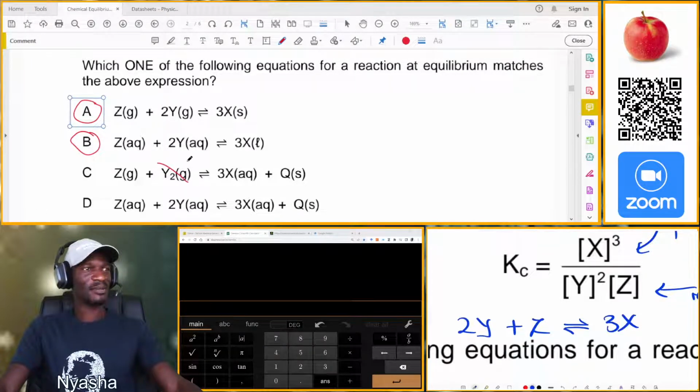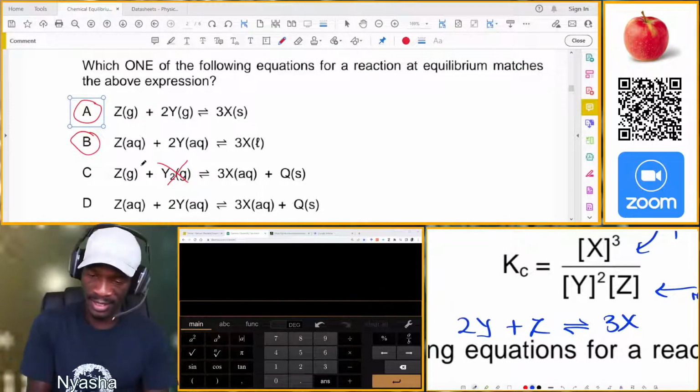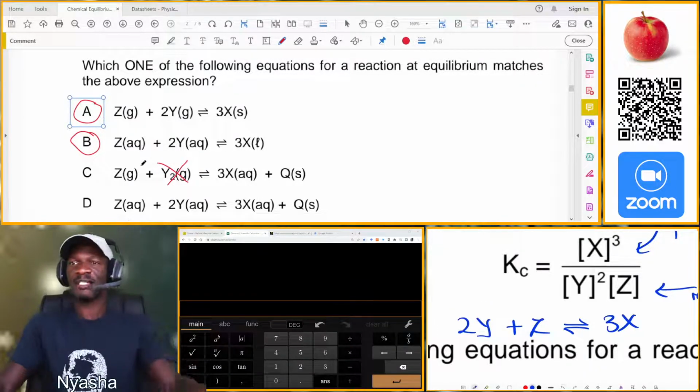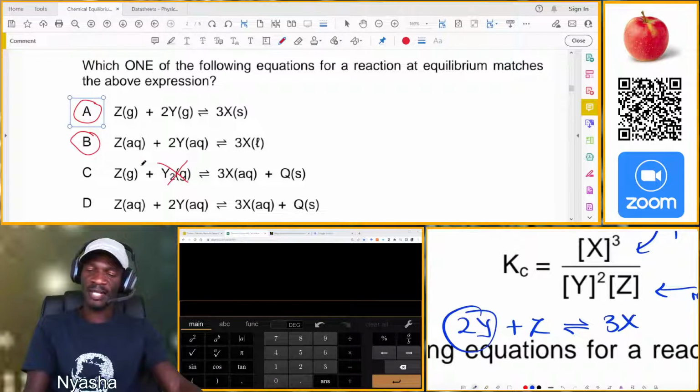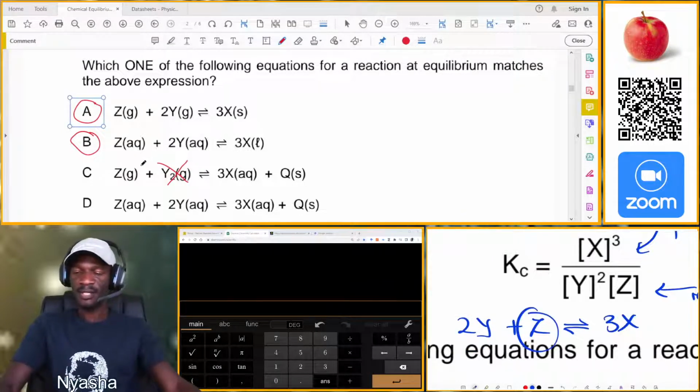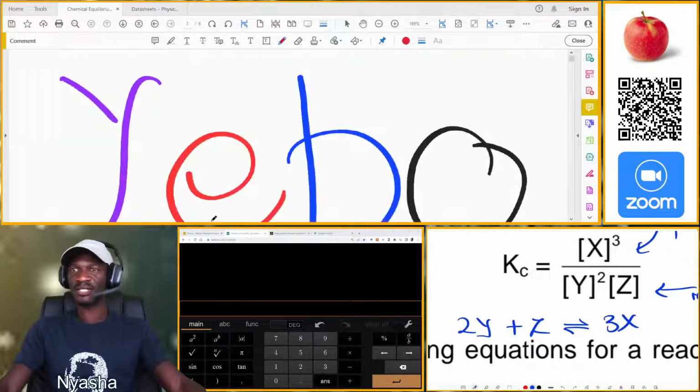This one is out because we have a Y2 gas. So it's a diatomic gas, but the stoichiometric requirement is that the ratio of moles is supposed to be 2 of Y to 1 of Z. So it doesn't qualify. So this part C is out. How about part D? Part D has a Z plus 2y, so it works. Oops, sorry.